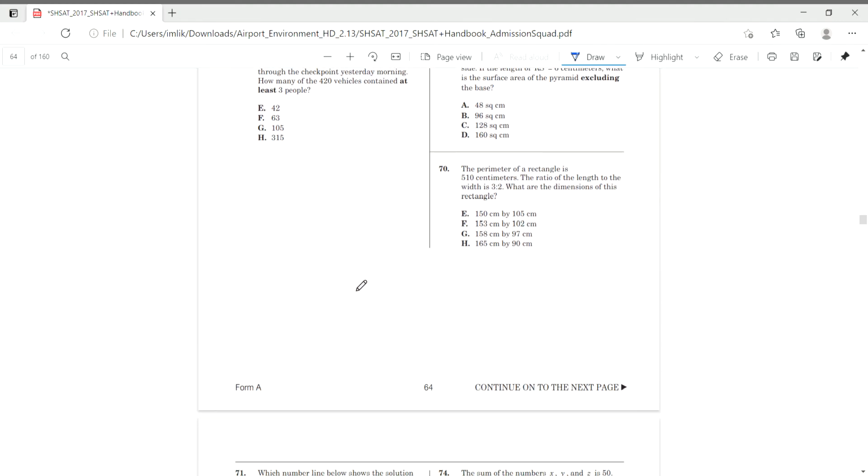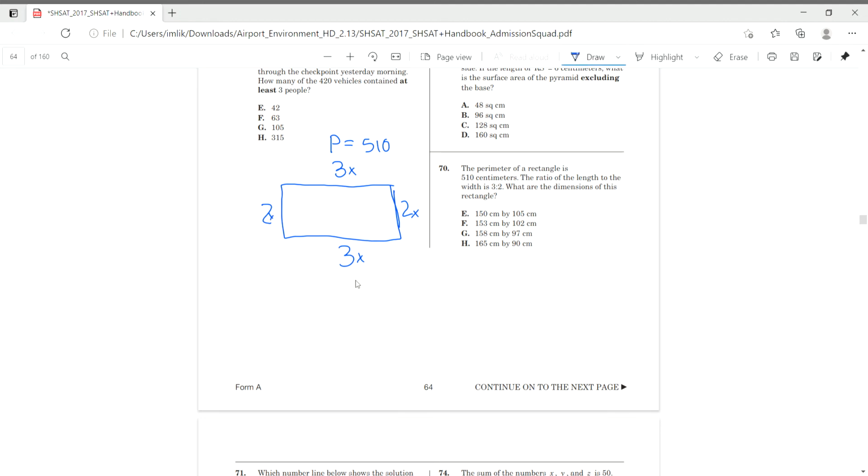Number 70 is right here. The perimeter of a rectangle is 510 centimeters. The ratio of the length to the width is 3:2. What are the dimensions of this rectangle? So let's draw out our rectangle right here. We are given the perimeter is equal to 510. We know the ratio of the length to the width is 3:2. So this is going to be 3 and this is going to be 2, correct? Yeah, because that's a ratio. That also means that this is 3 and this is 2, and we can add x, x, x, and x. Oh, that's the wrong way around.